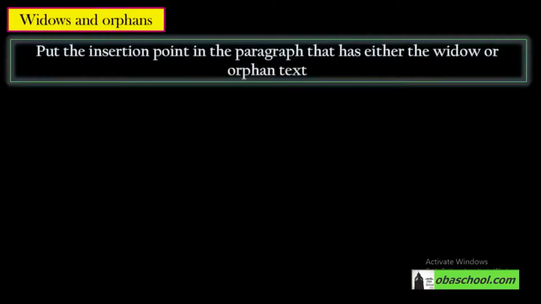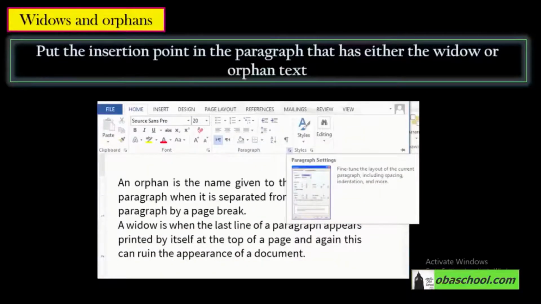So next, put the insertion point in the paragraph that has either the widow or orphan text. We should put the cursor on the paragraph in order to apply the widow or orphan control. So let's see how. First of all, we should click on Paragraph Settings, where you can see the red circle. So this window will open.